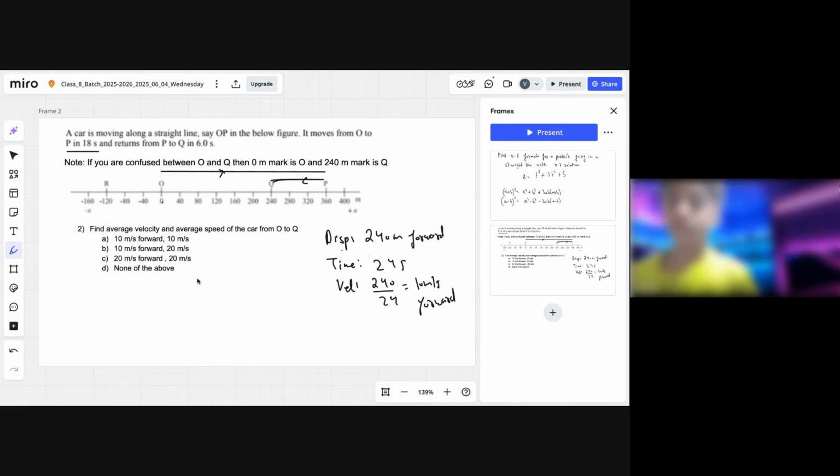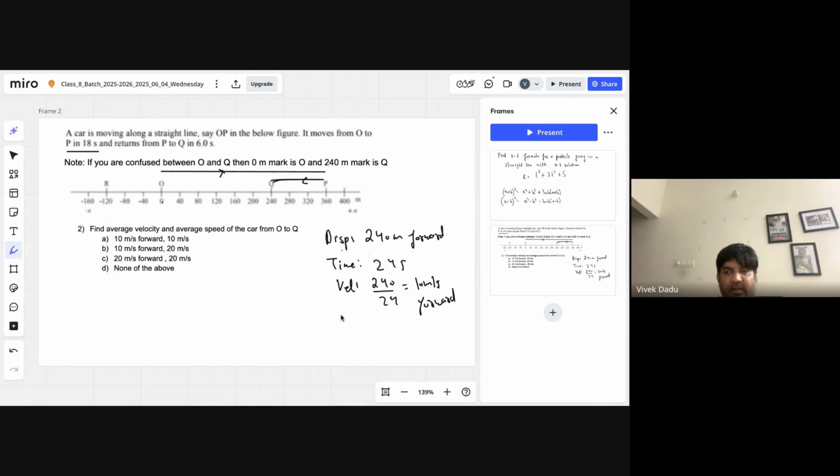Yes, sir. And then speed, what is the total path length? What is the total path length? 360 meter plus 120, 480 meter. Time 24 seconds again. So what is the average speed? 20 meter per second. So 10 meter per second forward and 20 meter per second, which is option B.